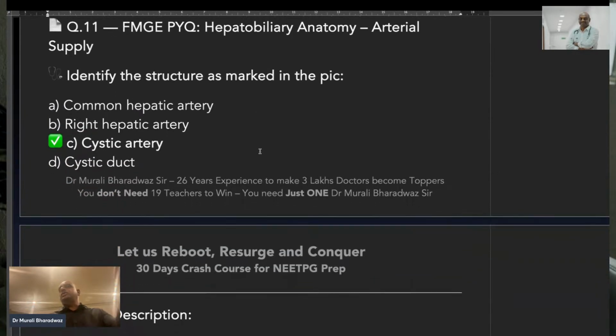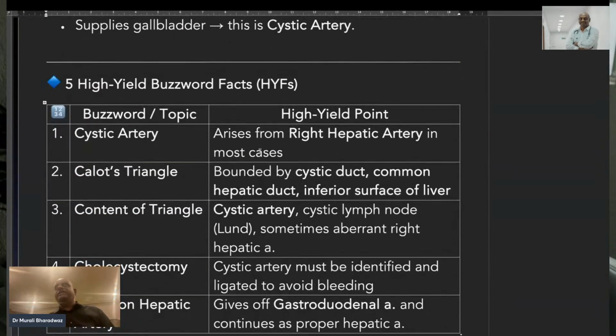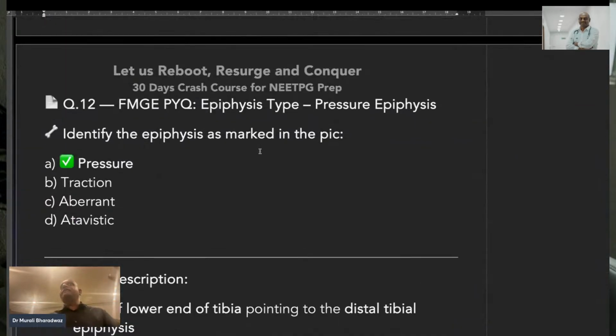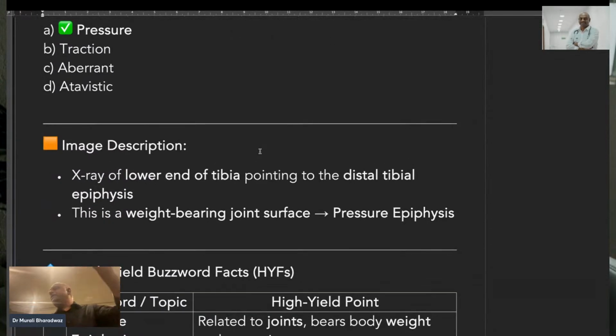Now a structure was shown which was the cystic artery, which is a boundary of Calot's triangle. Yesterday we discussed. What is the epiphysis that was marked? It was a pressure epiphysis. This is a favorite topic, doc. There's a list of different types of epiphysis. Where are they located?